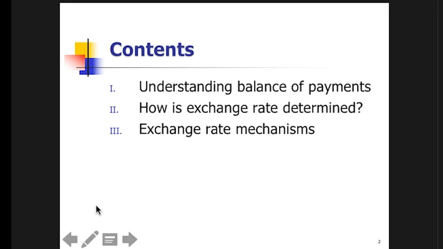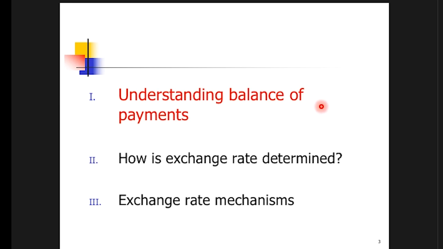First, in order to understand the activity of the open economy, we will look at the balance of payments. The balance of payments is the summary of all international activity between one country and the rest of the world. Second, we will explain how the exchange rate is determined. And lastly, we will explain the changes in the exchange rate depending on different mechanisms. So now we go to part 1 to introduce the balance of payments.